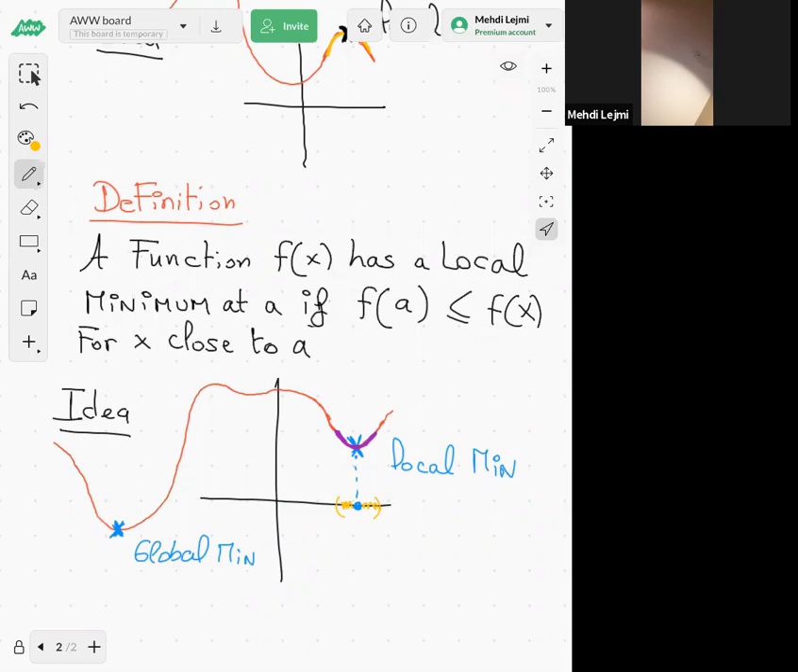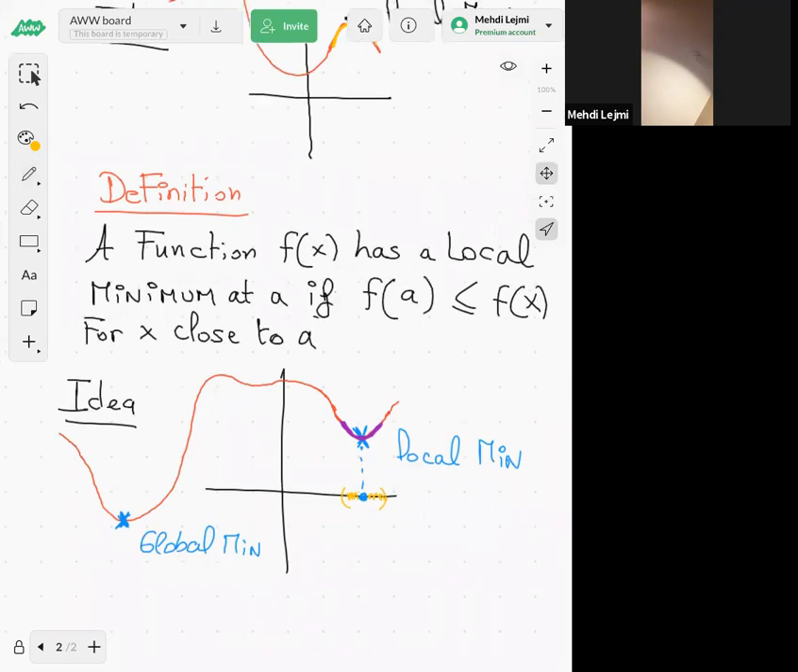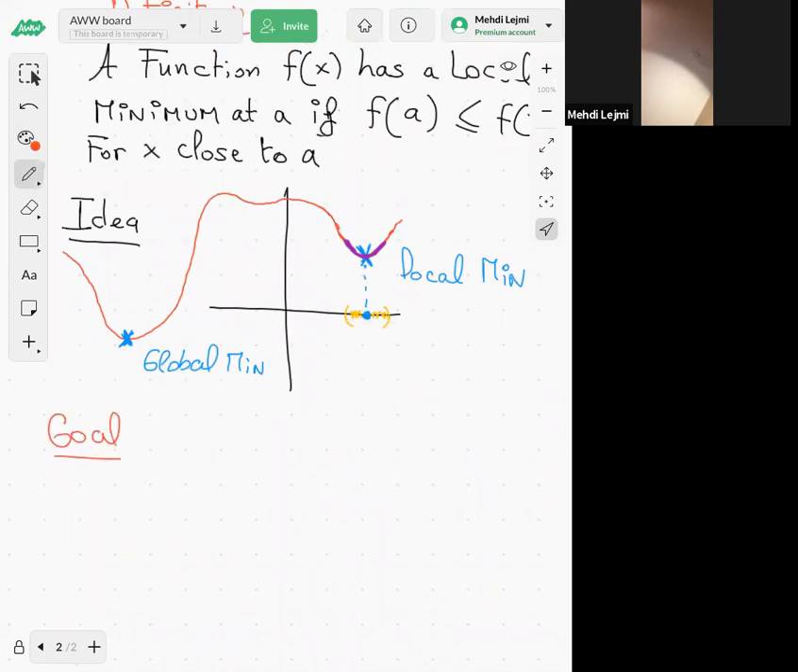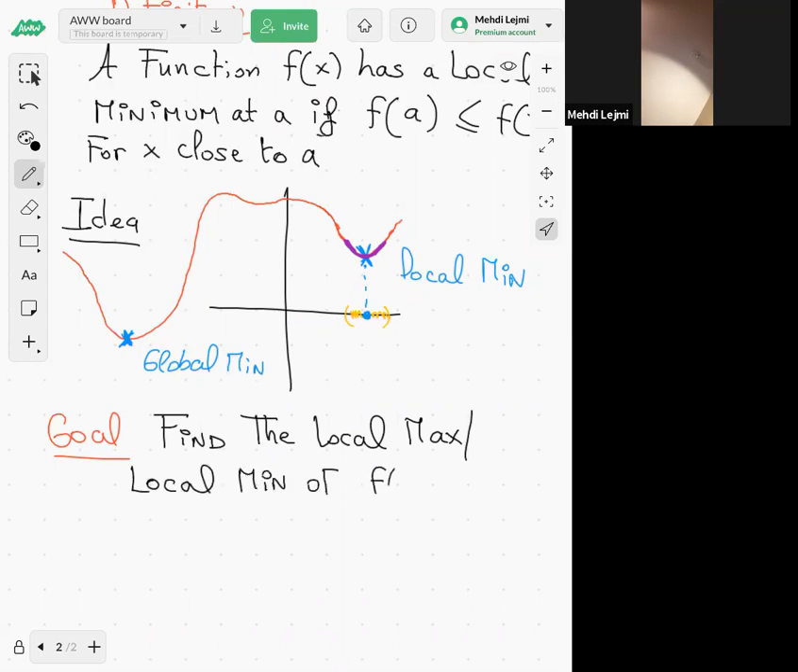Now the goal is to find local maximum and minimum of a function f. So how can we find the local maximum or local minimum of f of x?